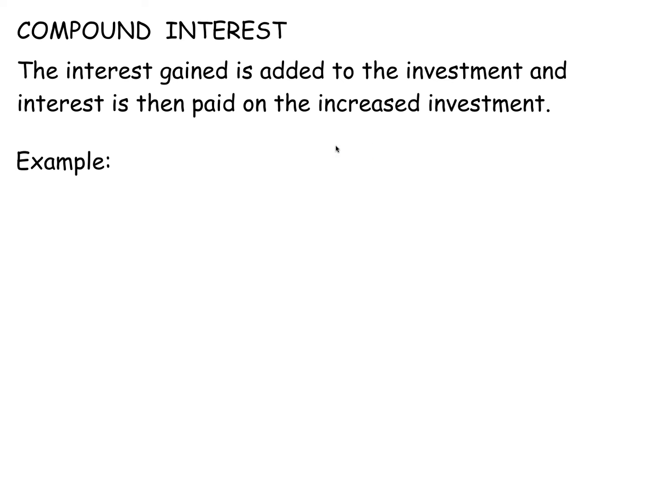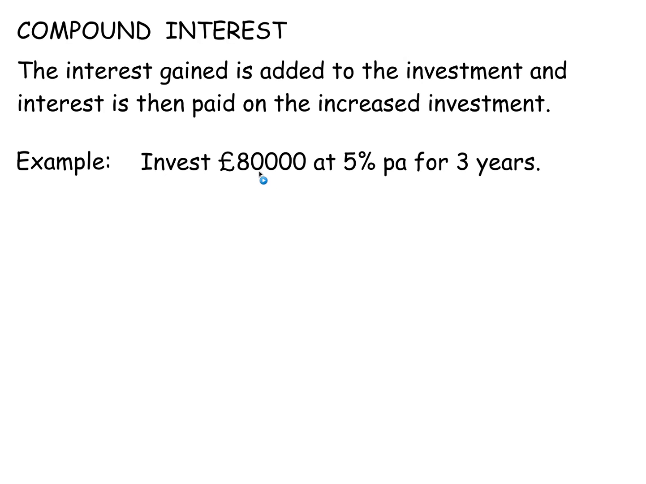That happens in compound interest. That's where you put money in the bank, you pay your bank interest, and then you get money paid on the increased amount now. So you're really getting interest on the interest. So suppose you put £80,000 in the bank, pays 5% per annum, 5% per year, and you keep it in for 3 years. There's a quick way and there's a slow way.